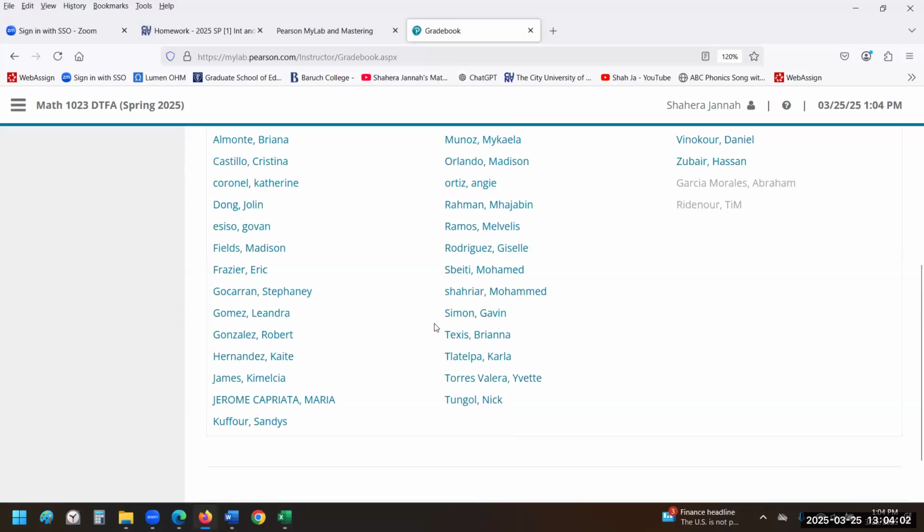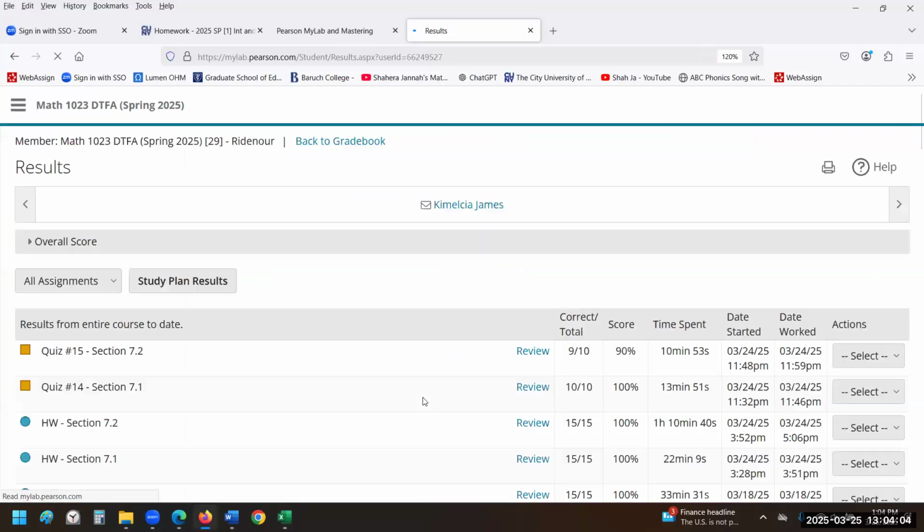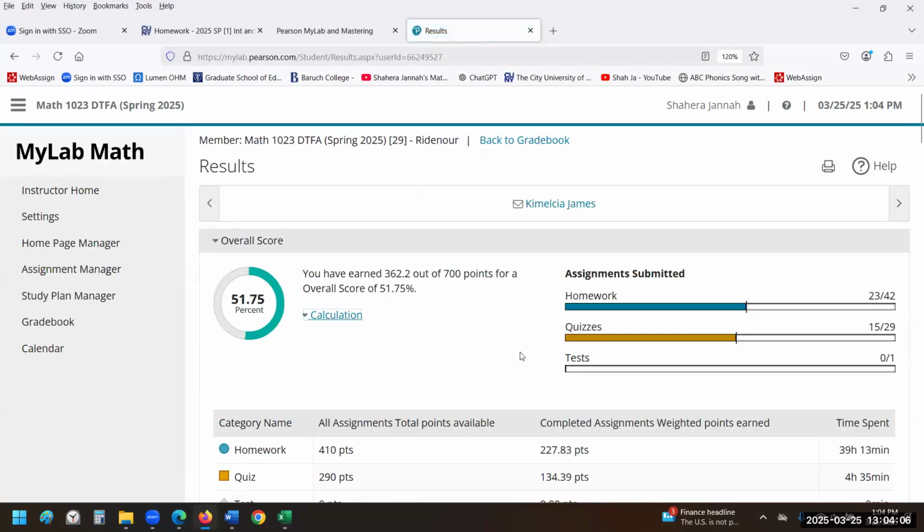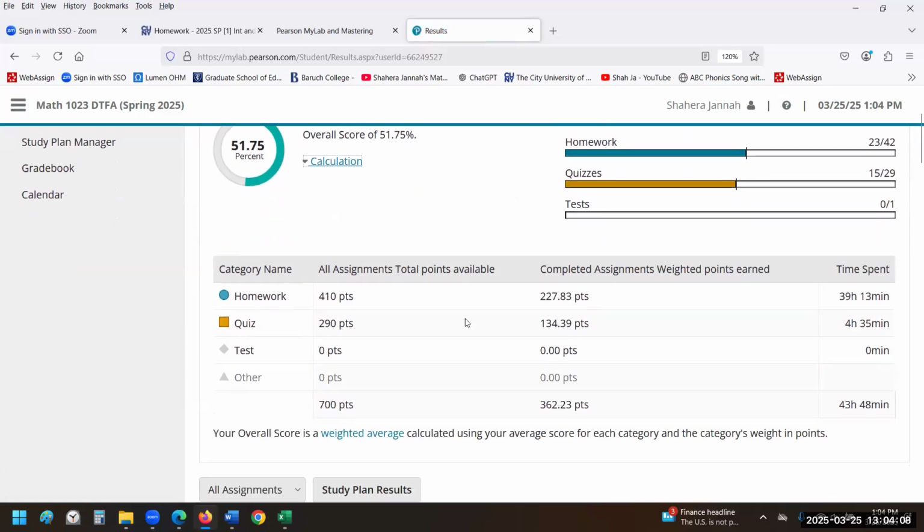So let's see, Kimelsia, what do you have? So 410, out of 410, you have 227, and 290, you have 134. So you're improving. You have a decent amount of score, but your goal should be 410 here, and then at least about 200 here. The more you have here, that means the less you can have in your exam.